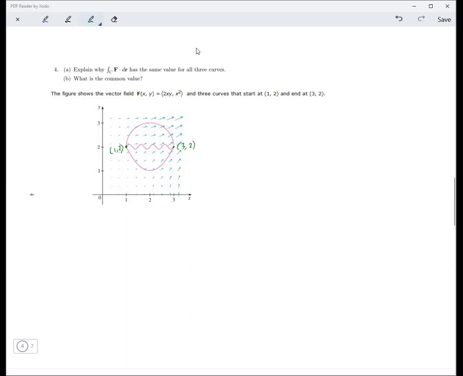Okay, so what you do is, this is our P, and notice that if you take the partial of P with respect to Y, that is 2x. And then this is our Q. And if you take the partial of Q with respect to X, you get 2x also. And so these are equal. And that means that it's conservative.